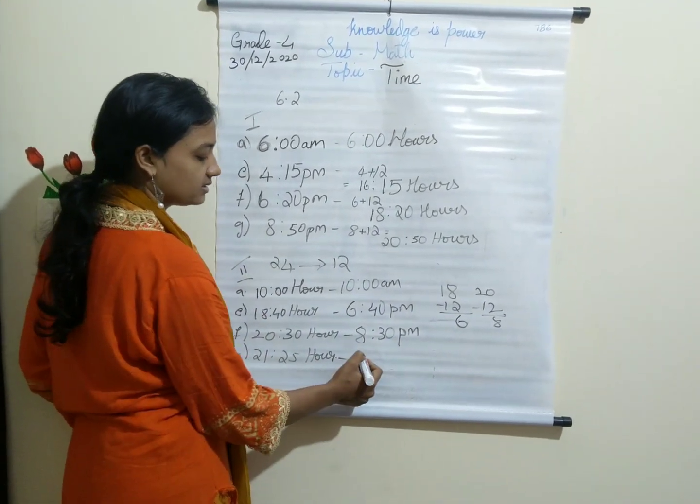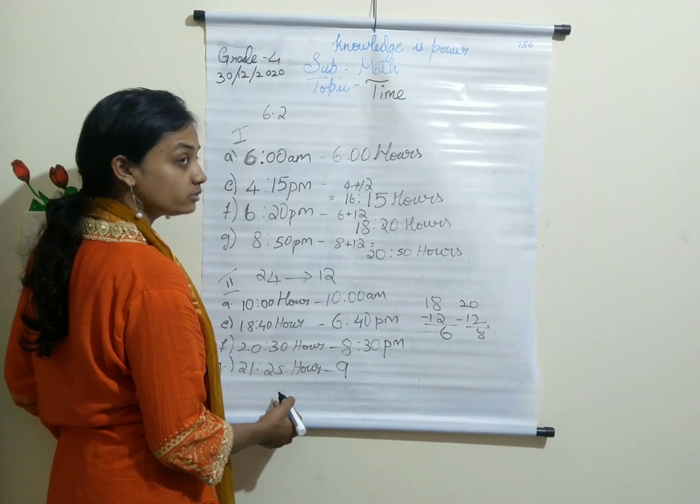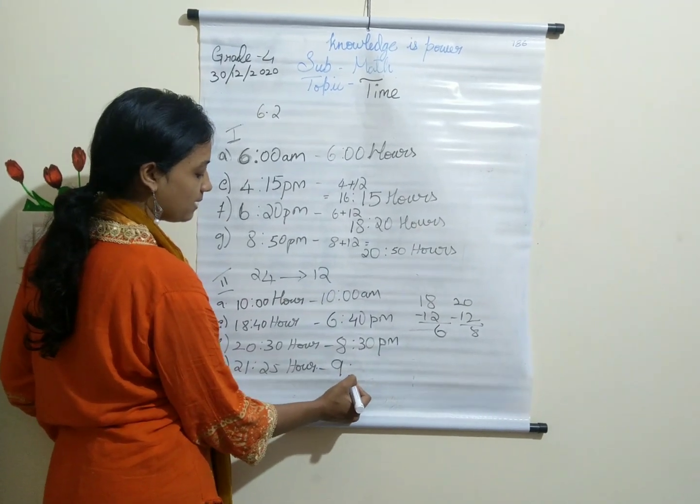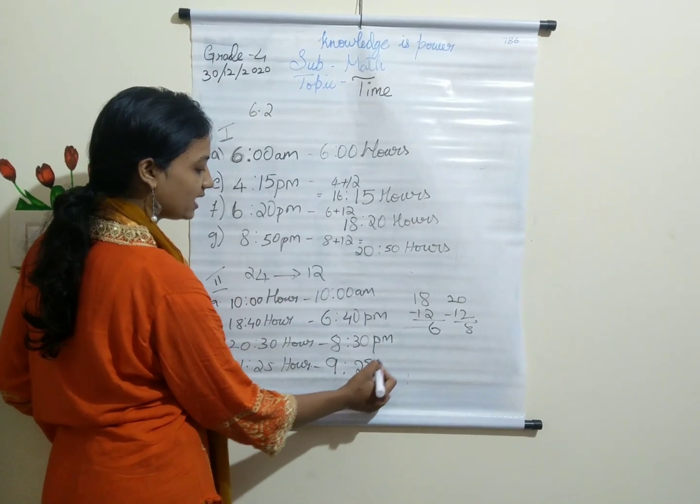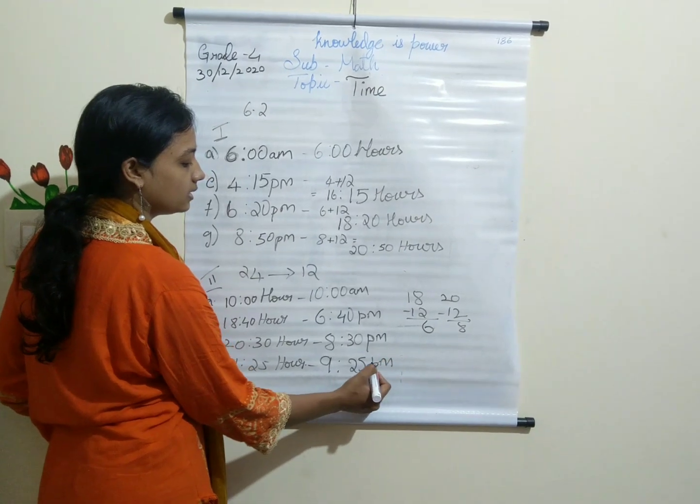Again, 21. So when you subtract 12 from 21, you get 9. So the time is 9:25 PM.